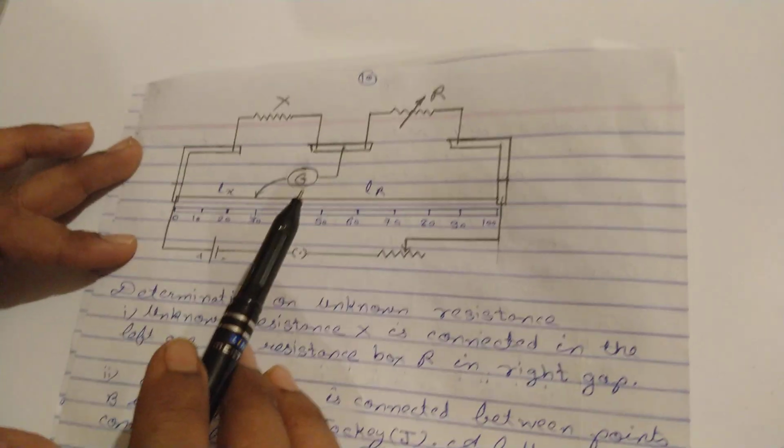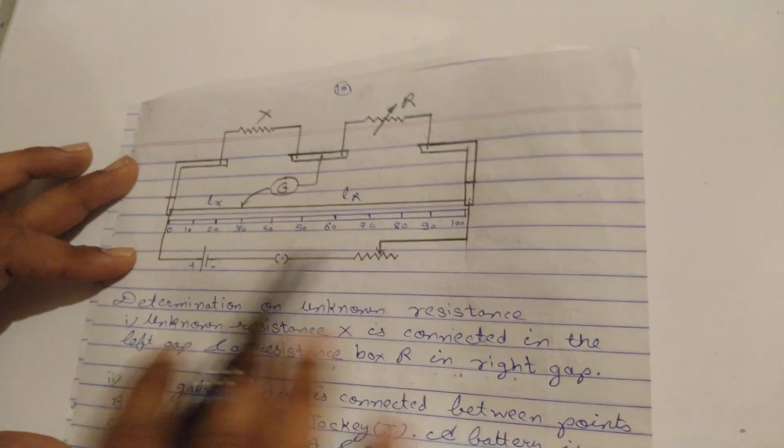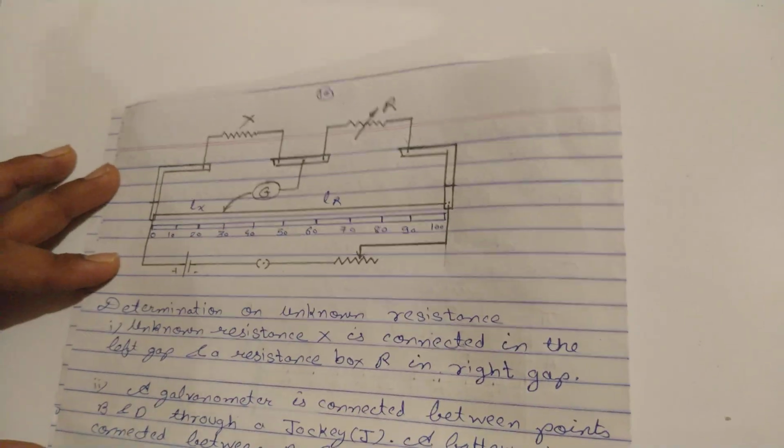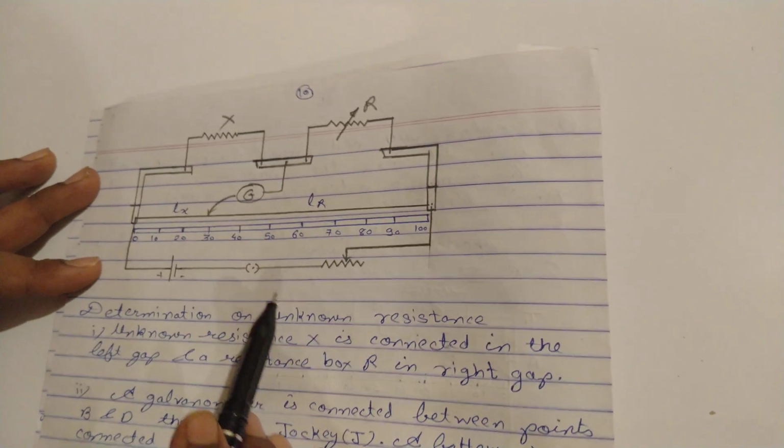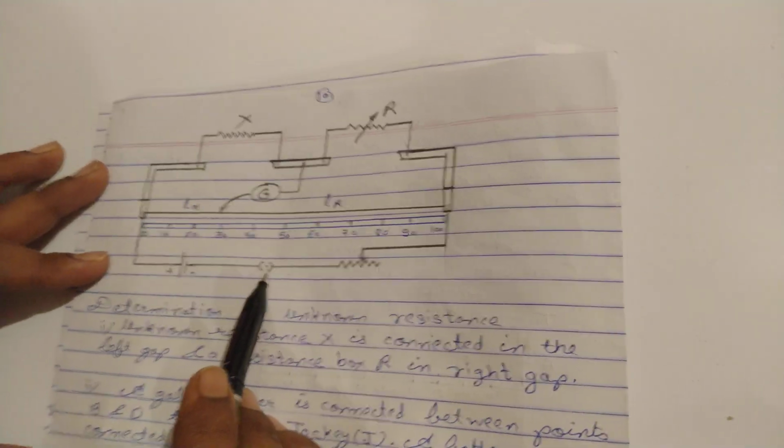Students, let us study the working of the Wheatstone meter bridge. The circuit diagram is the same as the previous one, because here I have to explain the working. Students, when you start the experiment, you have to put in the plug key K.